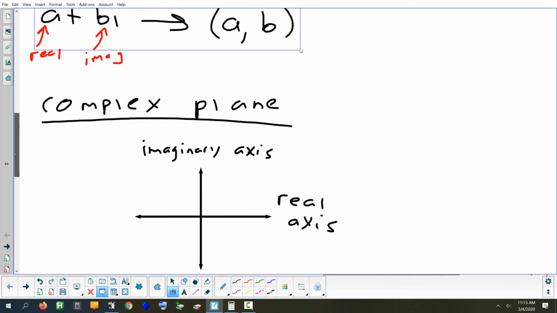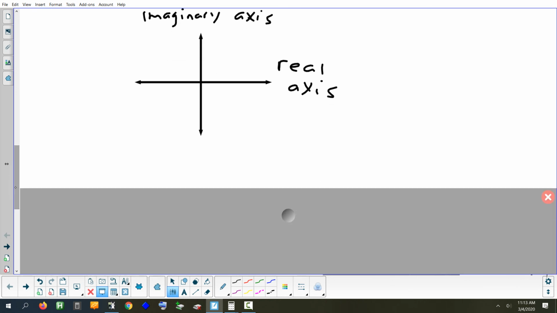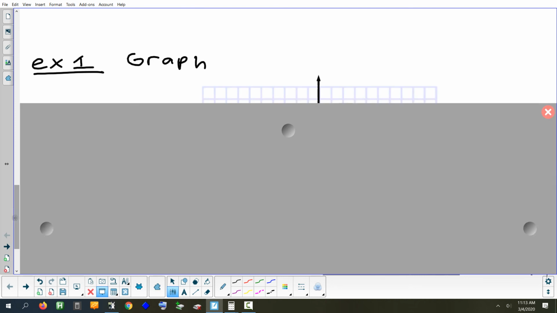Okay, so any question on the complex plane? You cannot switch those axes, just like you can't switch x and y. X has to be horizontal, y has to be vertical. Real is horizontal, imaginary is vertical. Okay, let's just try a few examples.